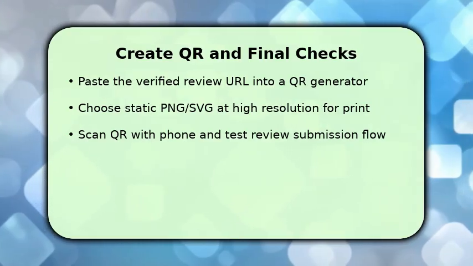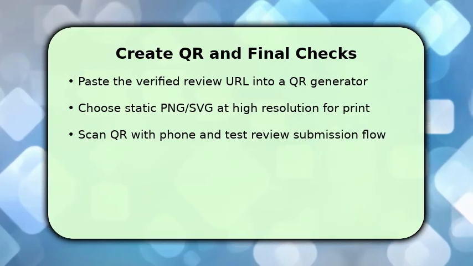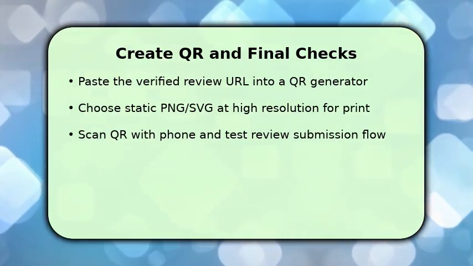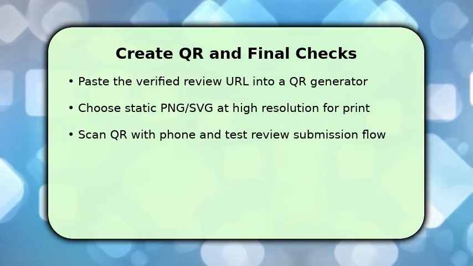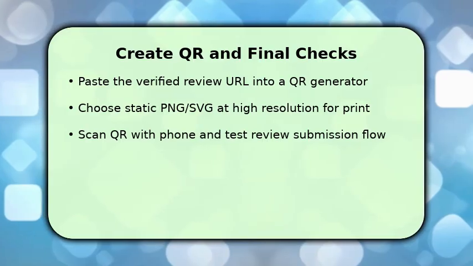Once created, scan the QR with multiple devices to confirm it opens the review dialog and preselects the correct listing. If the code goes to the wrong place, regenerate using the accurate short name or place ID and reprint only after retesting.